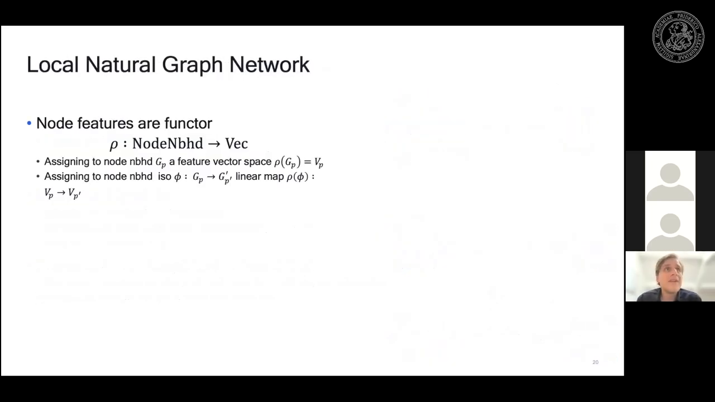Now, a local natural graph network, which is kind of our main contribution, consists of feature vector spaces that assign a feature space to each node, and we encode that by a functor mapping from node neighborhoods to vector spaces, which just means that we assign to each node P and its node neighborhood a vector space P, and to each node neighborhood isomorphism a linear map from the vector space of P to the vector space of P prime.